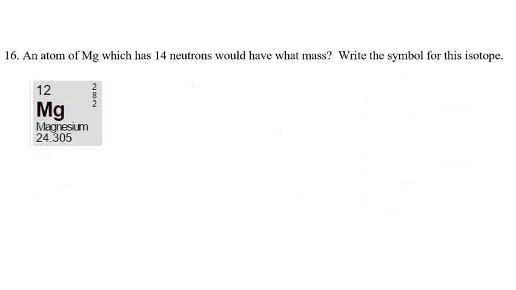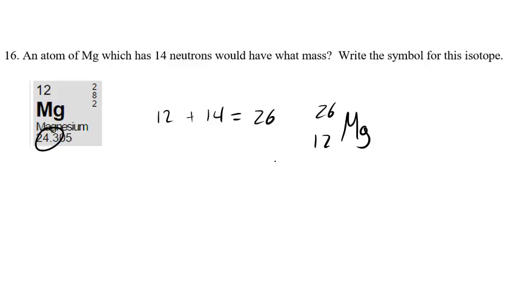So it's a metal. Question 16, an atom of magnesium has 14 neutrons. What would its mass be? Now, the mass given here is the average of all of the isotopes of magnesium. For this magnesium, it has 12 protons and 14 neutrons. Add them together, we end up with 26 for the mass. The symbol for this then would be Mg with the 26 on top and the 12 on the bottom.